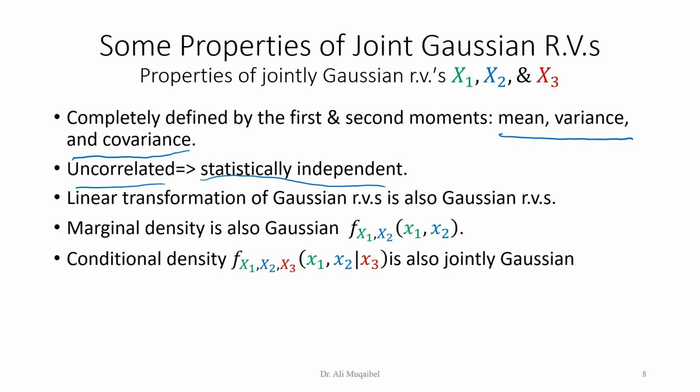And the conditional density function of a multivariate Gaussian random variable will also be jointly Gaussian.